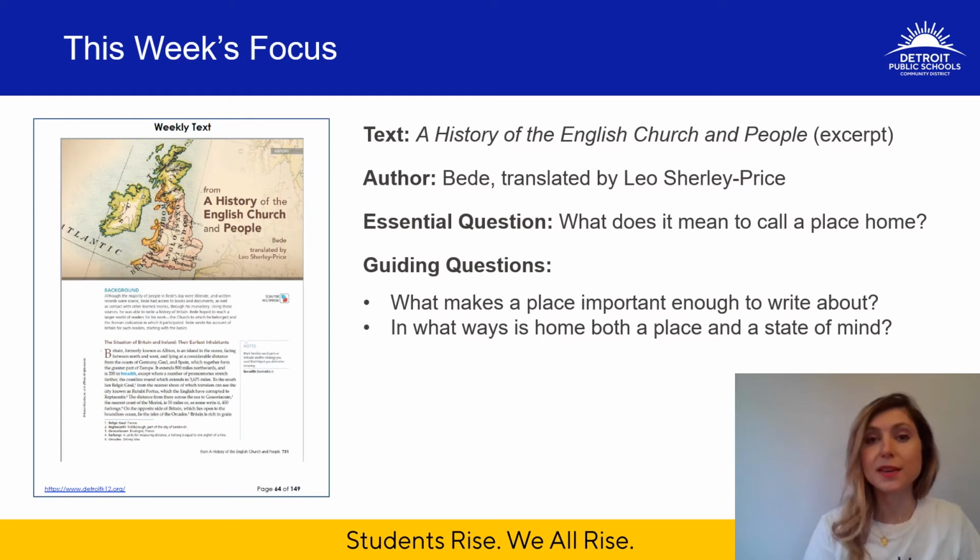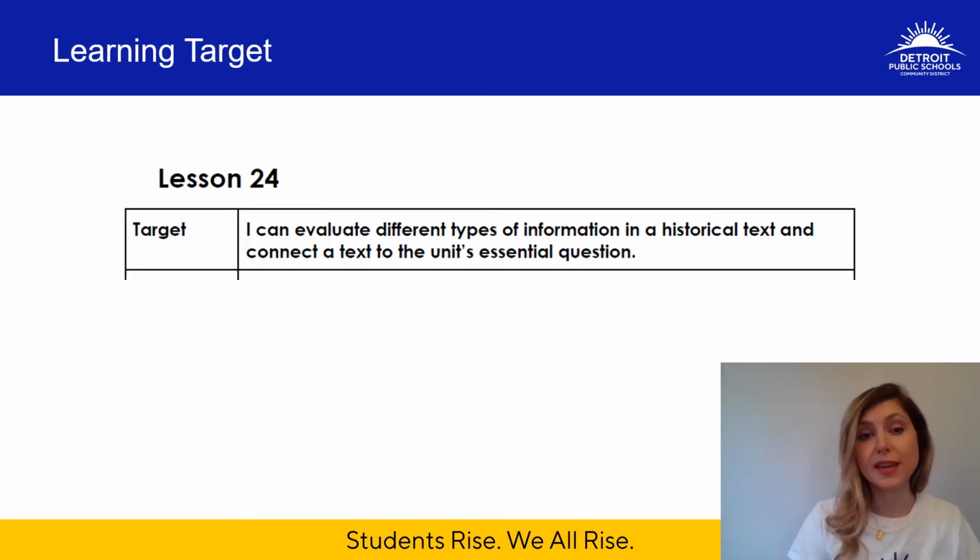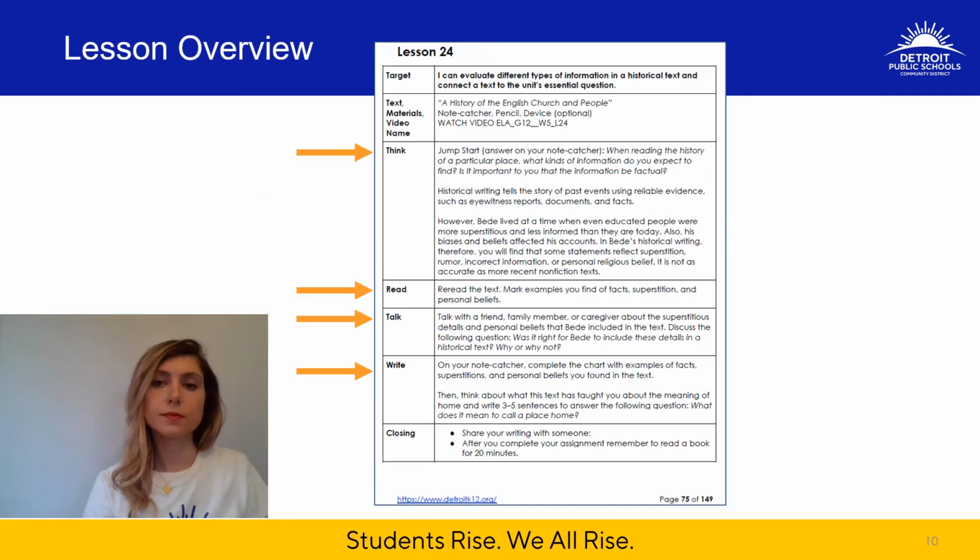Let's take some time to get ourselves situated in our learning. Our learning target for today, if you'd like to read it together, is: I can evaluate different types of information in a historical text, and I can connect a text to the unit's essential question. So this is a really heavy one, but because we already know so much about the text and the background of the text, I think this should be a pretty easy learning target to achieve. Let's get started. Let's move through the overview of today's lesson.